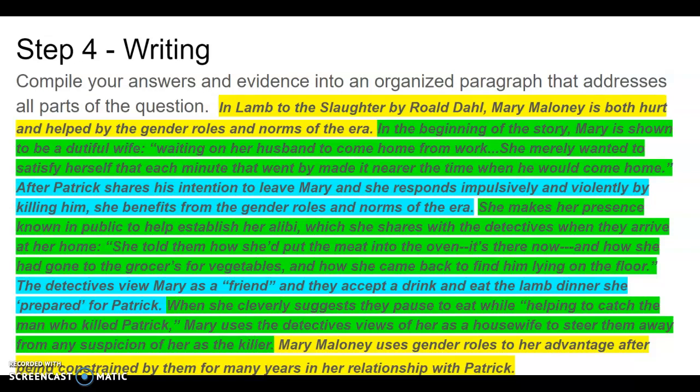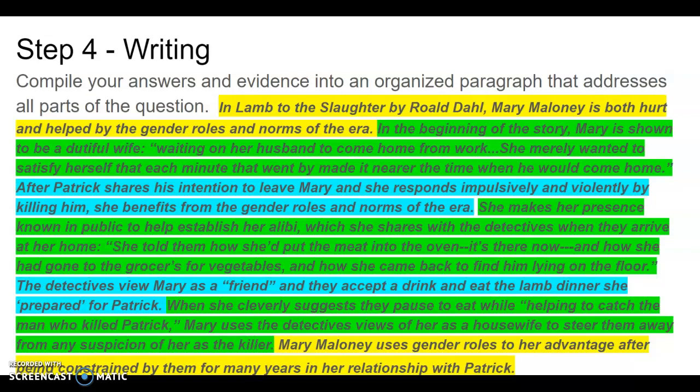Waiting on her husband to come home from work, she merely wanted to satisfy herself that each minute that went by made it nearer the time when he would come home. All right, there's my evidence. Here is my analysis of what I just quoted from the story. After Patrick shares his intention to leave Mary and she responds impulsively and violently by killing him, she benefits from the gender roles and norms of the era.